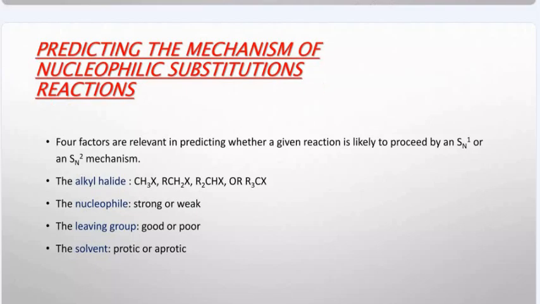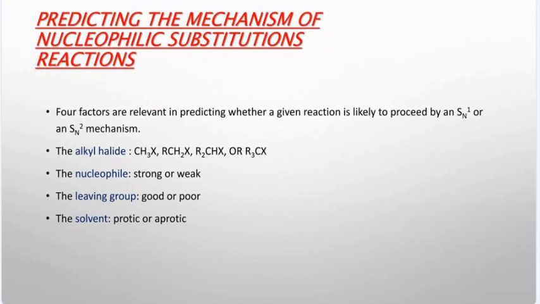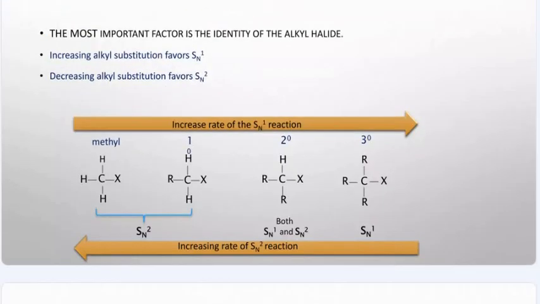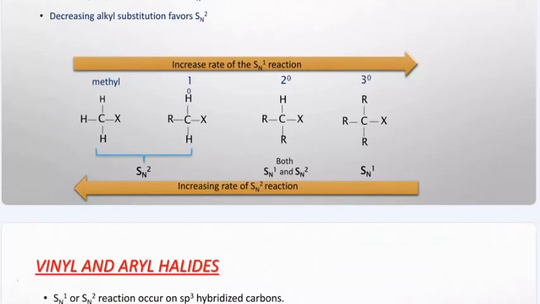Now predicting the mechanism of nucleophilic substitution reaction. Four factors are relevant in predicting whether a given reaction is likely to proceed by SN1 or SN2: alkyl halide, nucleophile, strong or weak, leaving group, and solvent, protic or aprotic. Now nature of the alkyl groups. You can see the increasing rate of SN2 reaction and increasing rate of SN1 reactions.